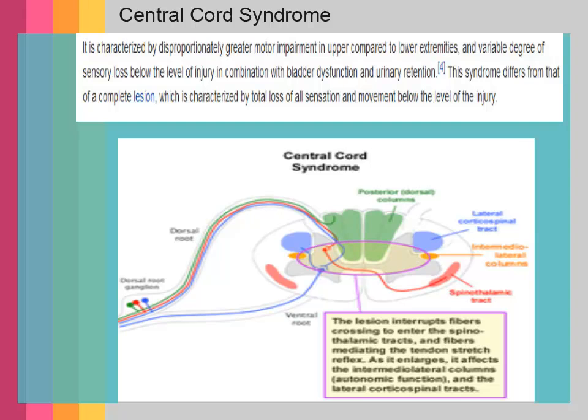The so-called central cord syndrome affects the cervical spine and is the result of either trauma or perhaps a syrinx, in which the central portion of the spinal cord has the lesion, and therefore the crossing spinothalamic fibers are affected, and depending on the size of the central lesion, there is variable involvement of the intermediolateral column, so therefore autonomic dysfunction, and also variable lateral corticospinal tract involvement. But in general, one sees greater motor disturbance involving the upper extremities than the lower extremities.